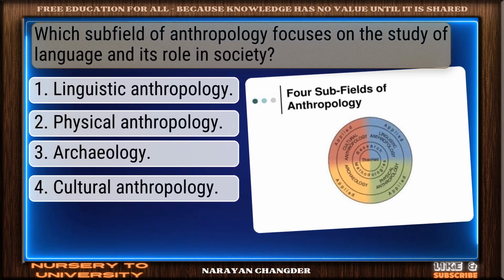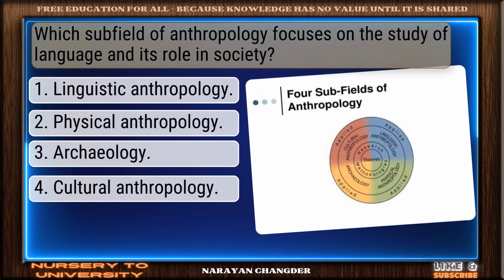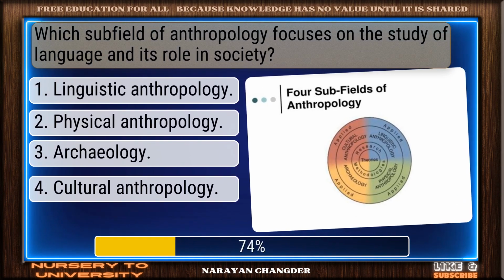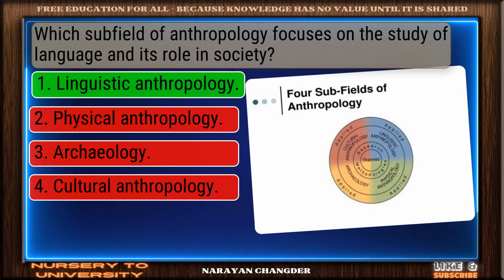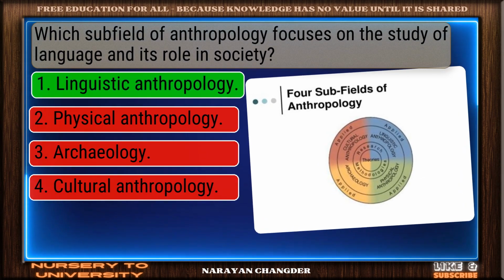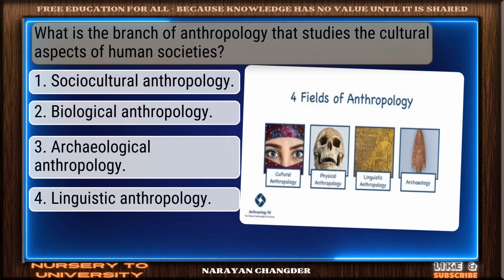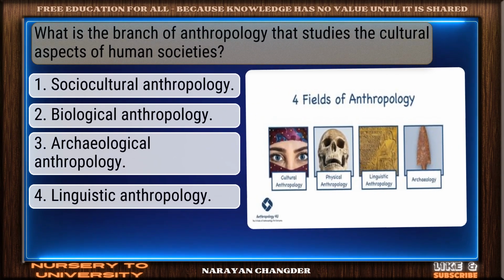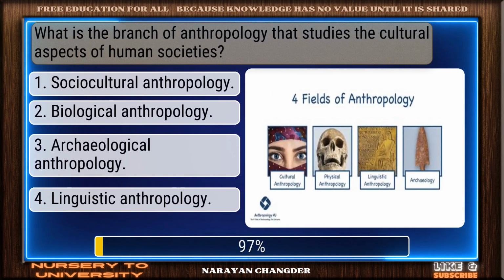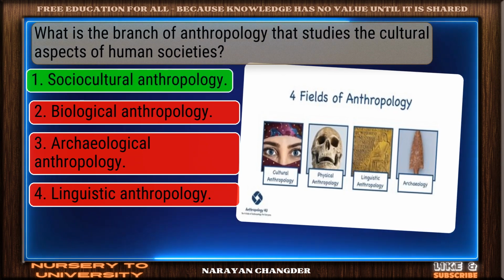Which subfield of anthropology focuses on the study of language and its role in society? You're right. Linguistic anthropology is the correct answer. What is the branch of anthropology that studies the cultural aspects of human societies? Clear logic. Your choice, sociocultural anthropology, is sound.